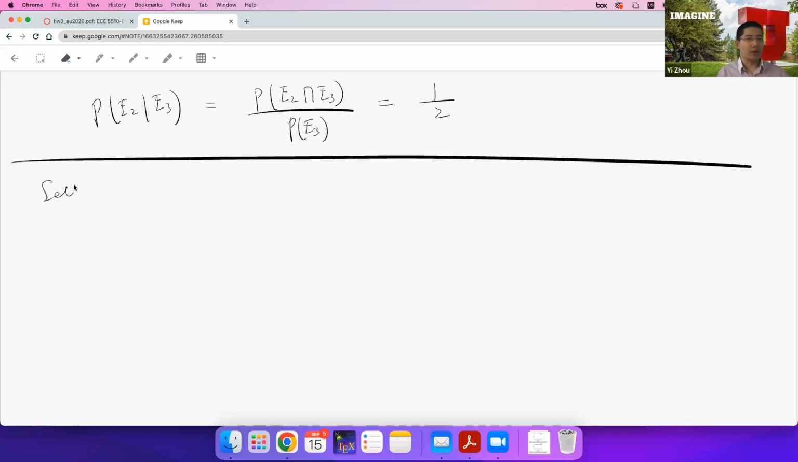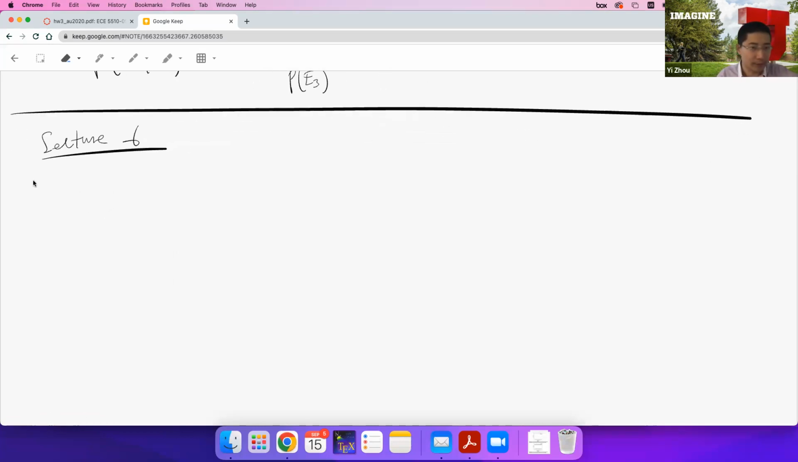So lecture 6 is about repeated experiments and Bernoulli experiments and some combinatorics. So we can consider a single experiment. For example, you flip a coin once. This is a single experiment.